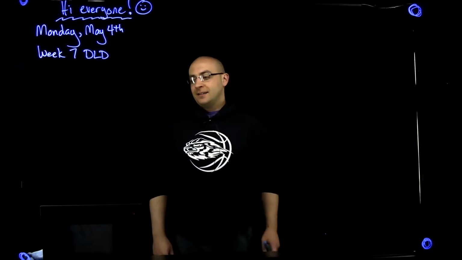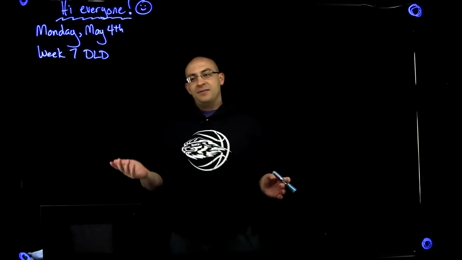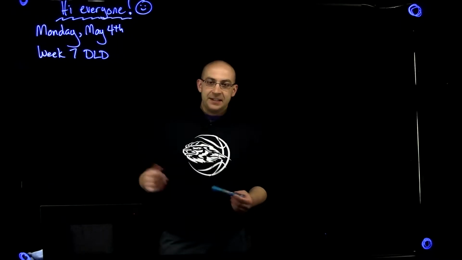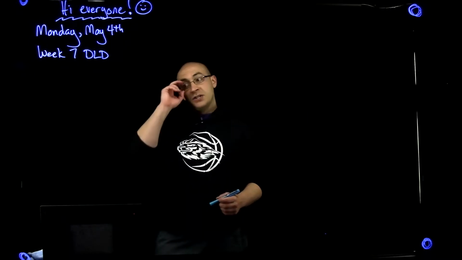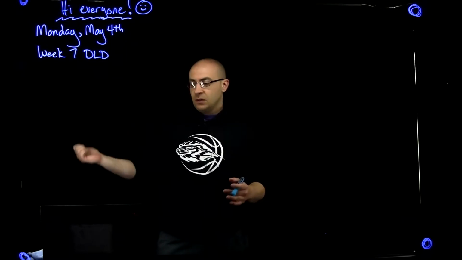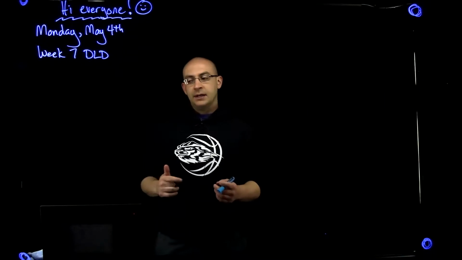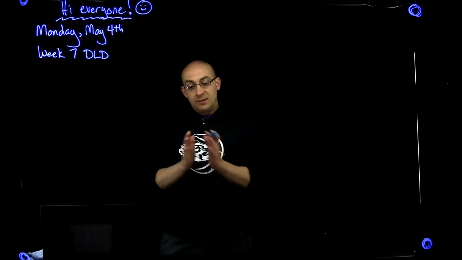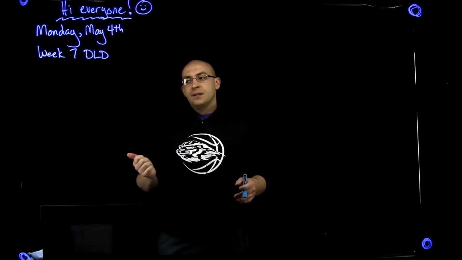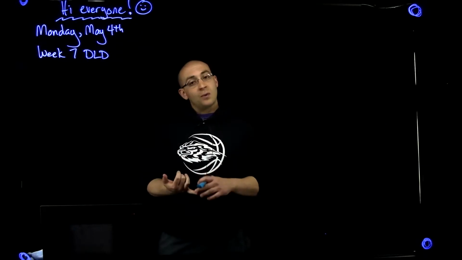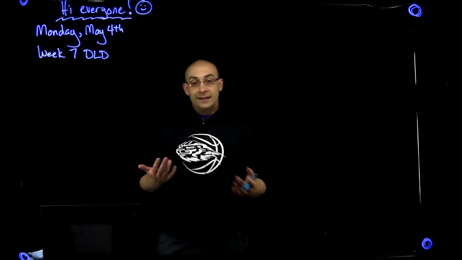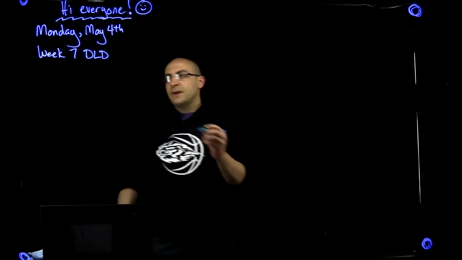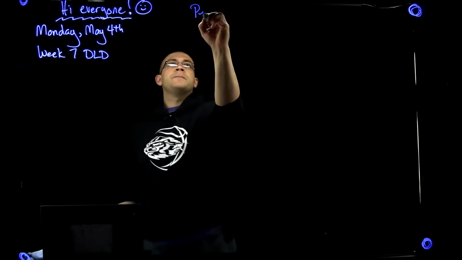Okay, anyway, so it's Monday, May 4th, week 7 of DLD, or week 70 of DLD, okay? So this week, if you reference back to what we talked about a couple of weeks ago in terms of the plan for the rest of the school year, we are looking to have our performance final this week on Thursday. Now, what is a performance final? The performance final is going to be 3 questions.